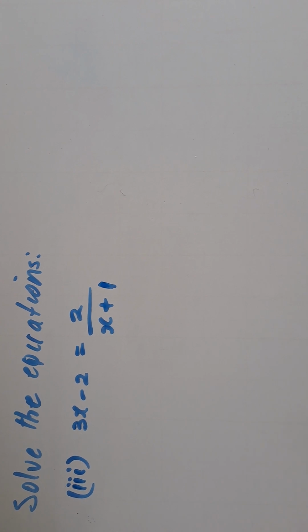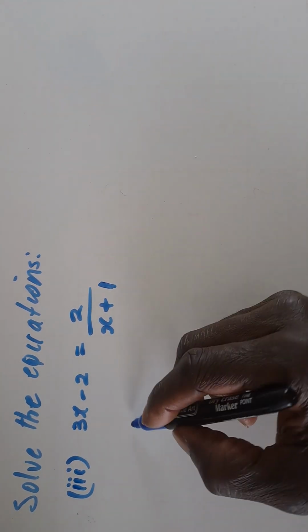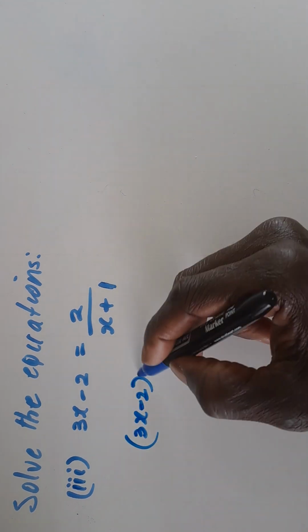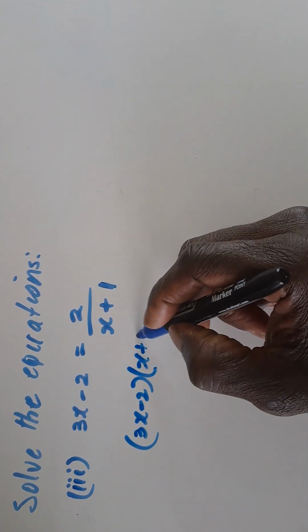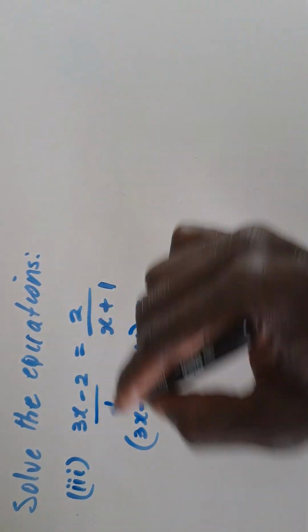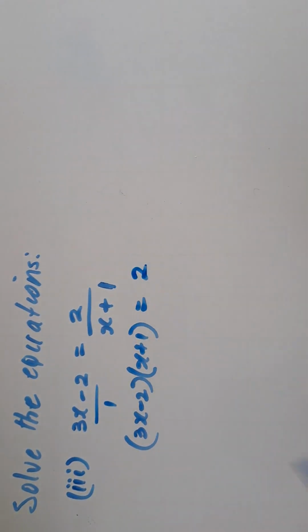Right, our third problem. Here we'll cross multiply because we have a fraction on the right hand side of the equal sign, and we want to simplify this. So we have 3x minus 2 times x plus 1. And this is equal to, remember this is over 1, so it's 2 times 1, which is 2.